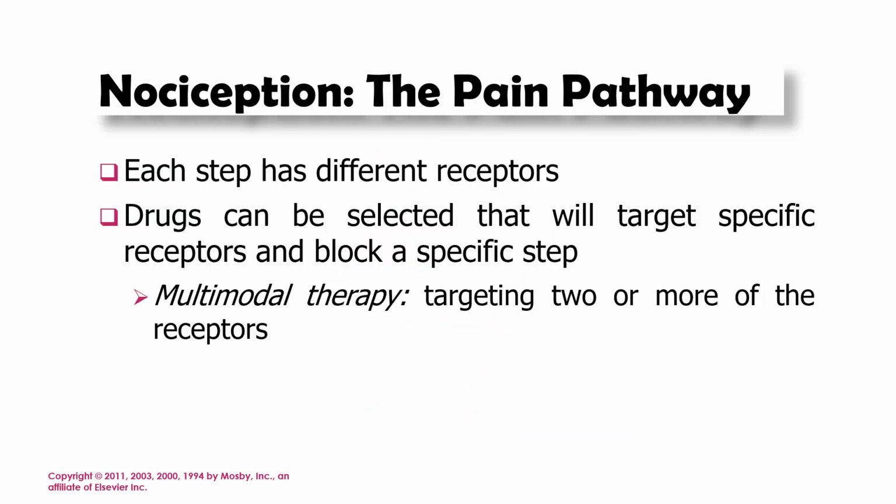You can notice in the pain pathway, each step has different receptors that are involved in the transmission of the pain impulse. So drugs can be selected that will target specific receptors and block a specific step, as we have shown earlier. Of course, this is important for multimodal therapy because in multimodal therapy, we are targeting two or more of the receptors in order for analgesia to be more efficient.